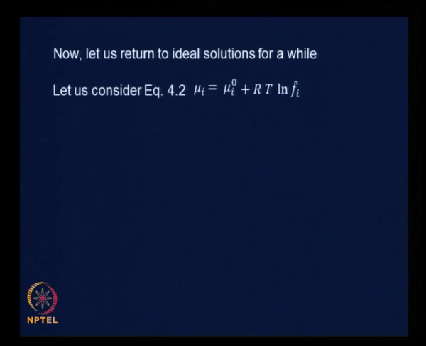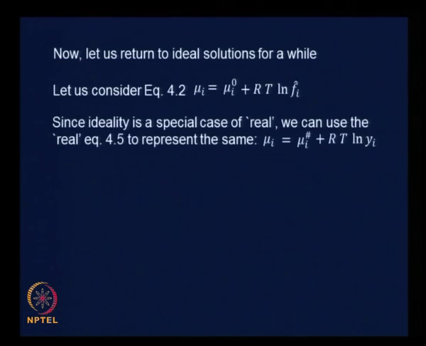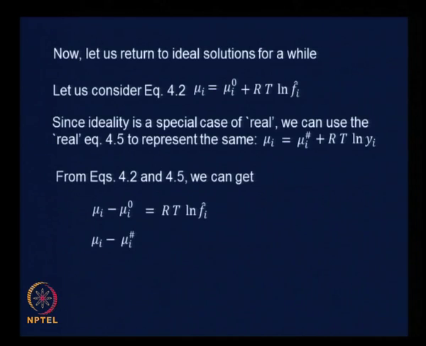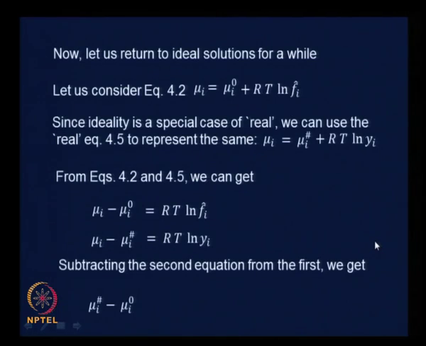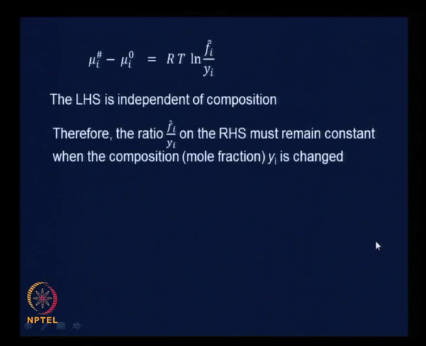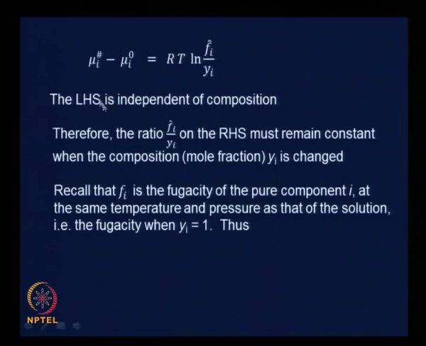Now, by considering the ideal solution and manipulating the expression mu_i = mu_i^0 + RT ln f_i hat, we came up with an expression, and this argument was important there. We came up with this expression: mu_i hat minus mu_i^0 equals RT ln (f_i hat / y_i). We said that the left hand side is independent of composition, therefore the right hand side should also be independent of composition, but you have a term for the composition y_i here.